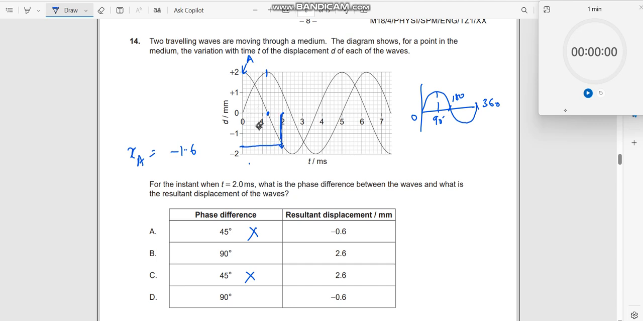Now, I want the displacement for the second wave, XB, with respect to 2 milliseconds. At 2 milliseconds, the particle here would have vibrated like this, and therefore the amplitude here is going to be 1 millimeter. So the net displacement, the resultant displacement, would be XA plus XB, which is equal to minus 1.6 plus 1, which is minus 0.6 millimeter. Thus the right answer is option D. Okay, let us move on to the next one.